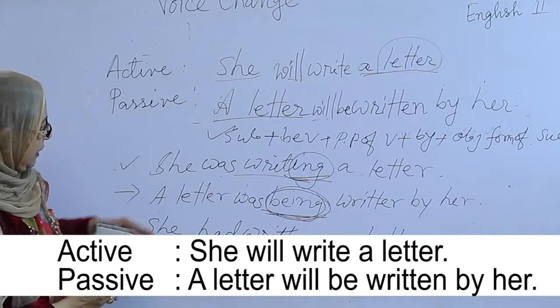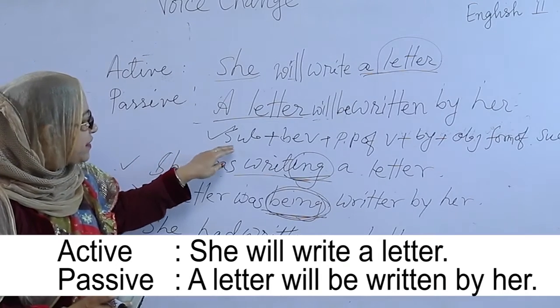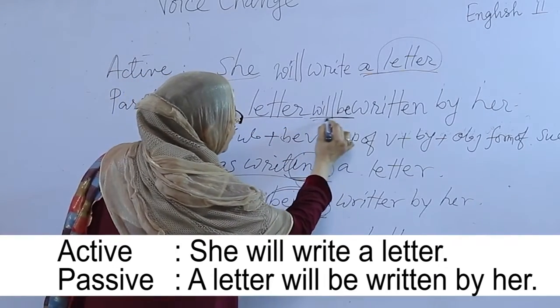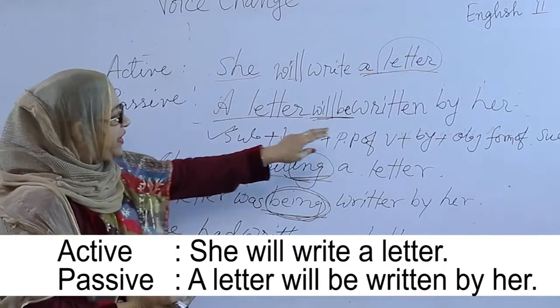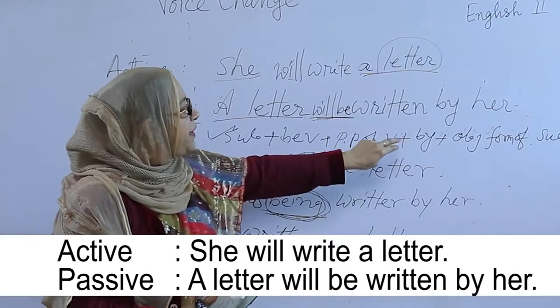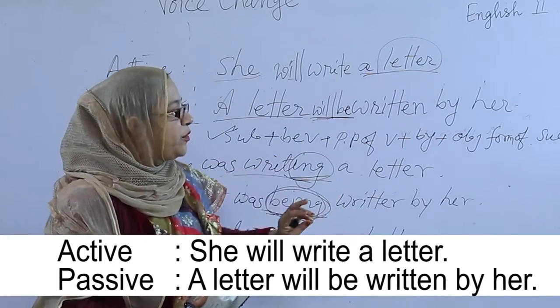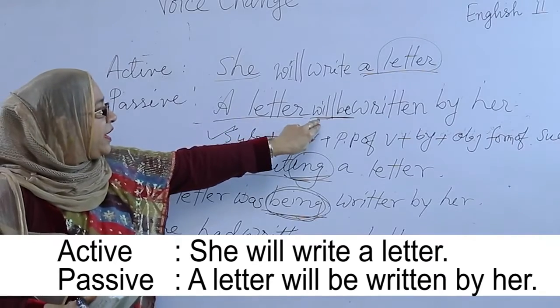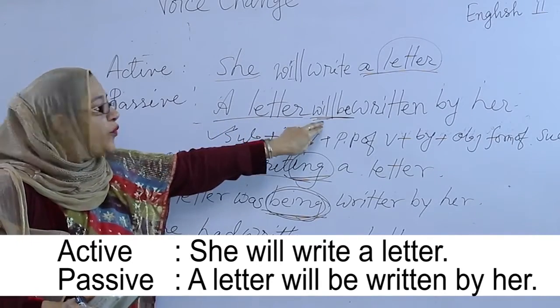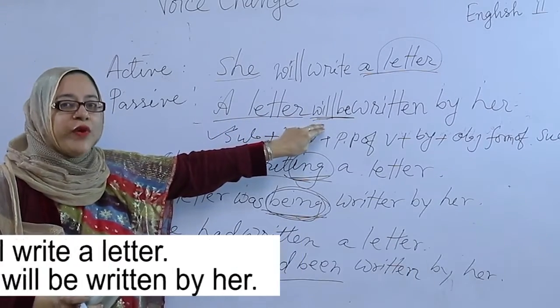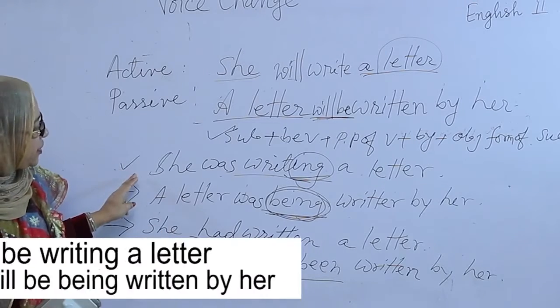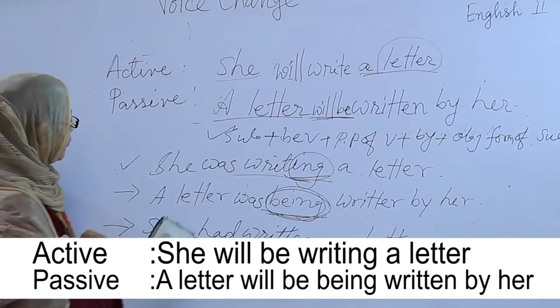And look at the board, the structure: subject plus be verb. This is the be verb. Will be, a letter will be written: past participle form of verb plus by plus objective form of subject. Only I will change, I changed will be. I changed will be.